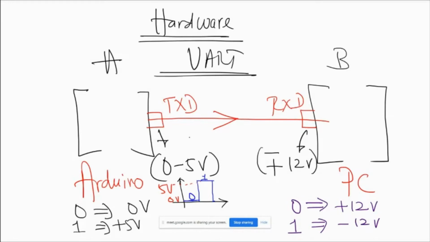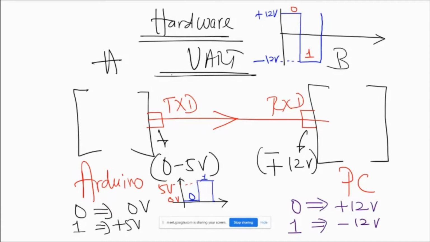So if you draw the same graph for the PC, this is how it would look. Voltage on the y-axis and time on the x-axis. Suppose a 0 is represented in PC with plus 12 volt. This is plus 12 volt. This is a 0. And 1 is represented by minus 12 volt, so it goes to the negative side. So this is my 1. In terms of voltage, it is minus 12 volt.